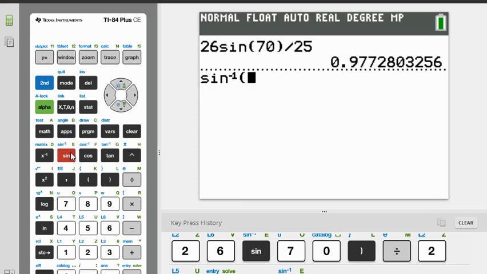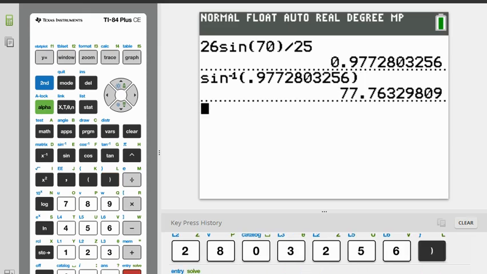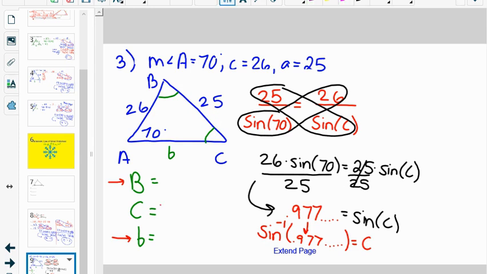So sine inverse, and then just put in that decimal, 0.97728. And that gets us angle C, which measures about 77.8 degrees. All right, now I'm going to go find angle B. Just subtract the two angles that we know from 180 degrees. 70 and 77.8. When we subtract that, it gives us 32.2 degrees. So that's the measure of angle B.